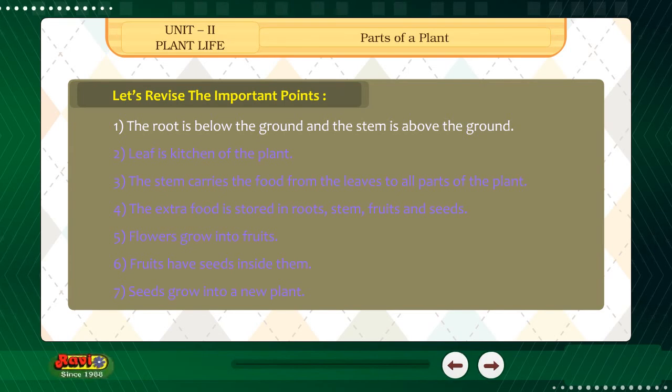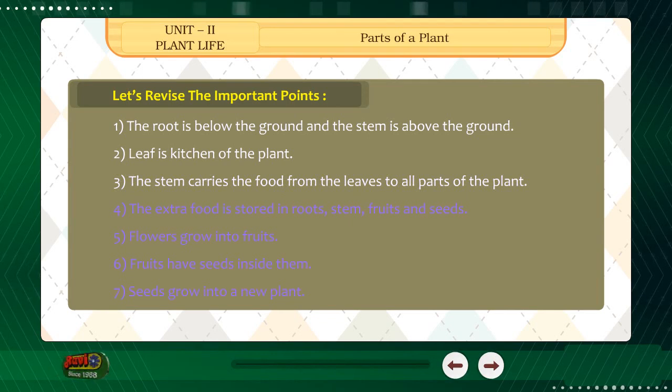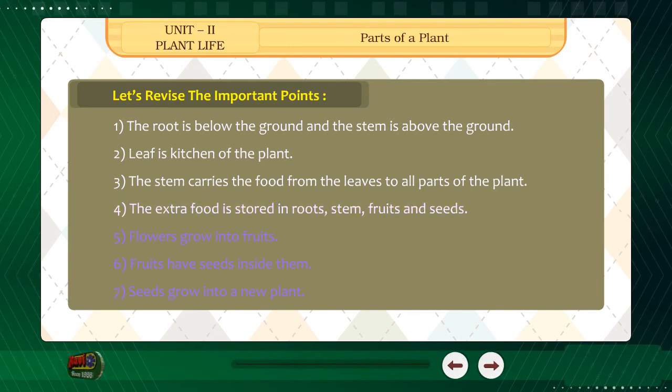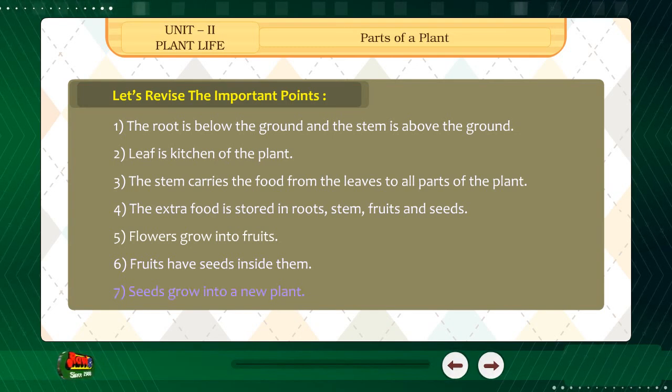1. The root is below the ground and the stem is above the ground. 2. Leaf is the kitchen of the plant. 3. The stem carries the food from the leaves to all parts of the plant. 4. The extra food is stored in roots, stem, fruits and seeds. 5. Flowers grow into fruits. 6. Fruits have seeds inside them. 7. Seeds grow into a new plant.